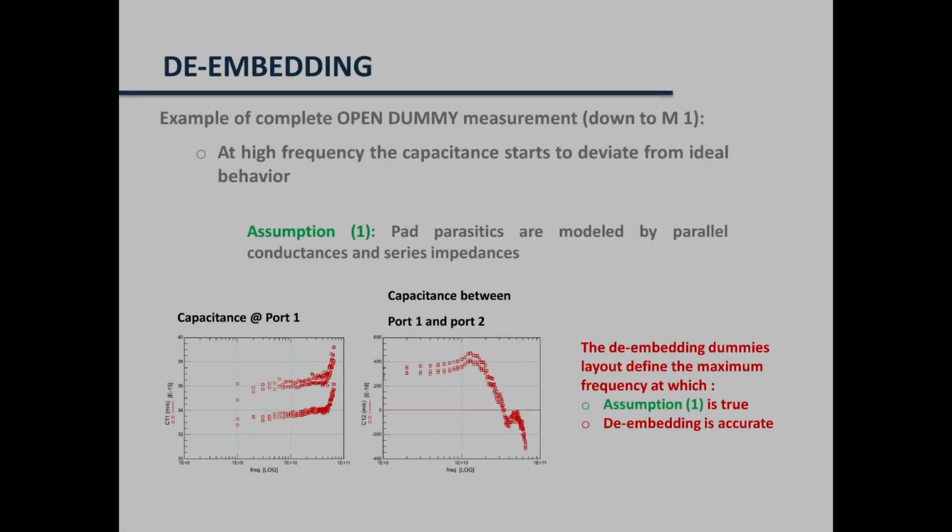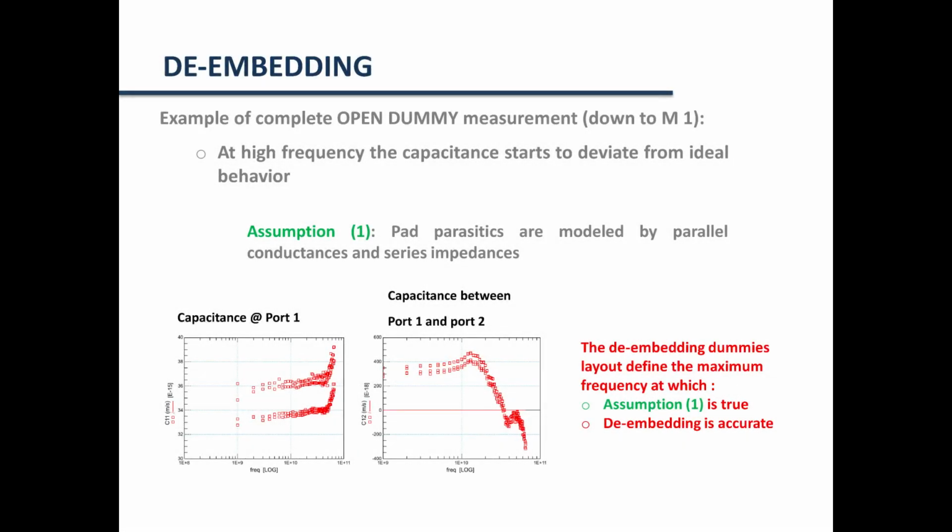Let us see an example of the measurement of an open dummy down to metal 1. At high frequency, as can be observed from the graph, the capacitance starts to deviate from the ideal behavior. That means that the assumption 1 that we have stated before, pad parasitics are modeled by parallel conductances and series impedances only, is not true anymore. This means that when the measurement starts to deviate from the ideal behavior, open-short de-embedding cannot be applied.